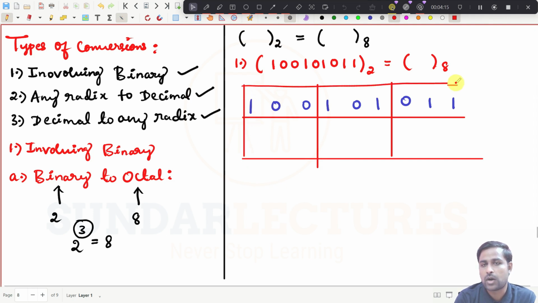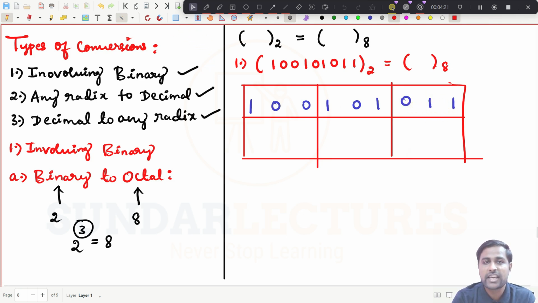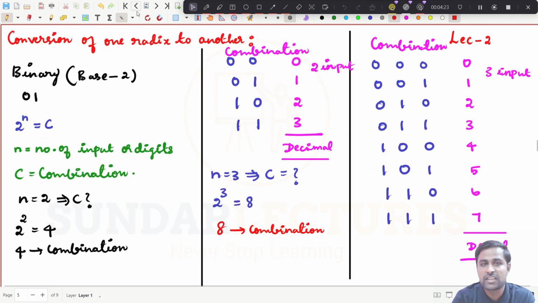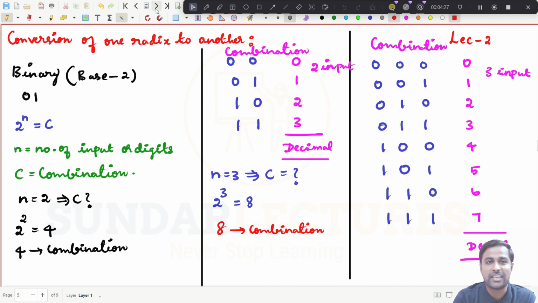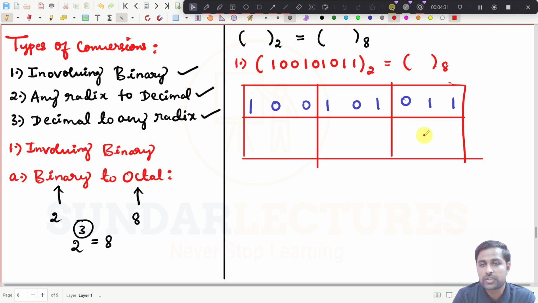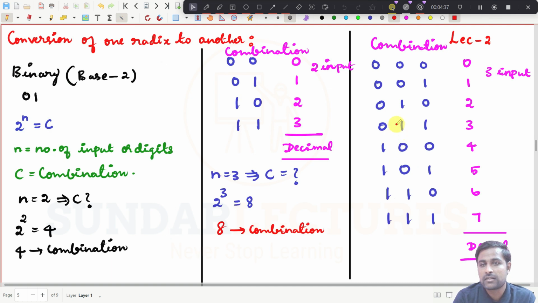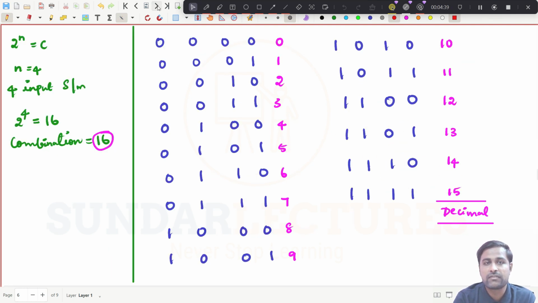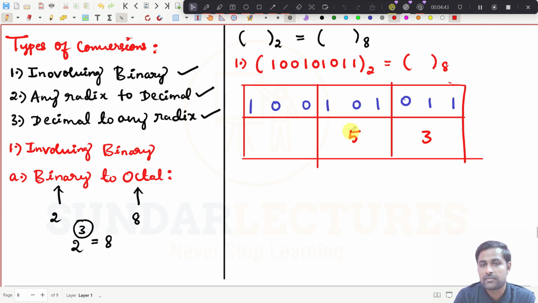So what do you do now? You have to see what is 011. See here, in the combination of 3 we have seen, right? What is 011? I have already told you it is 3. You put 3 here. And what is 101? It is 5. This is nothing but 5.